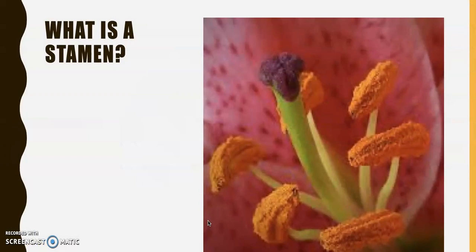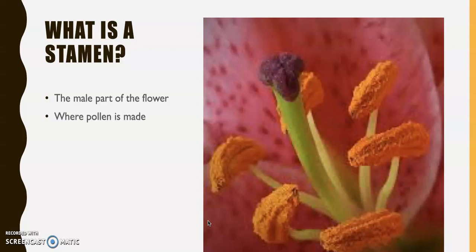Now, what is a stamen? A stamen is a male part of the flower. It is where the pollen is made. Can you see in this picture right here where the stamen is? Now you know what pollen is. You know it's a fine yellow powder. So where would the stamen be? It would be right here. These little guys right here with the pollen on them, those are the stamen. That's the male part of the flower.